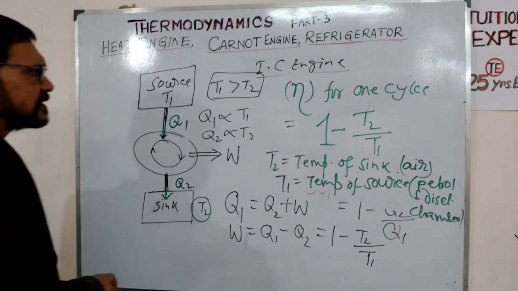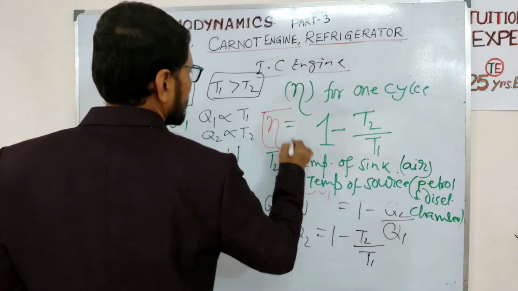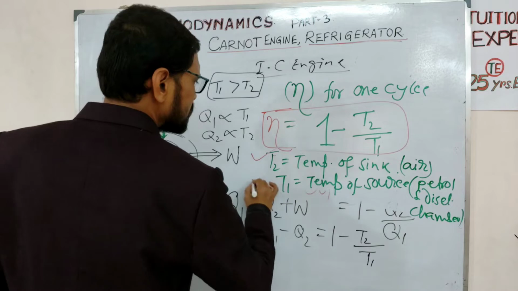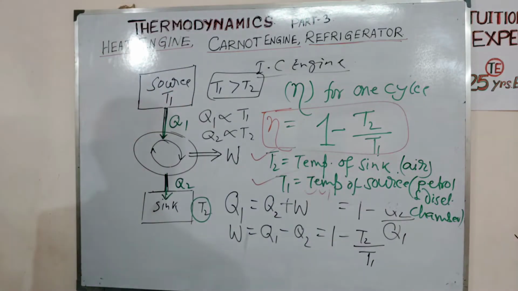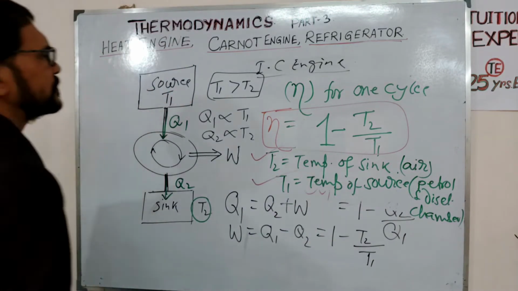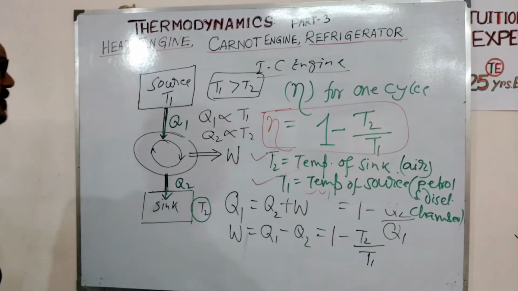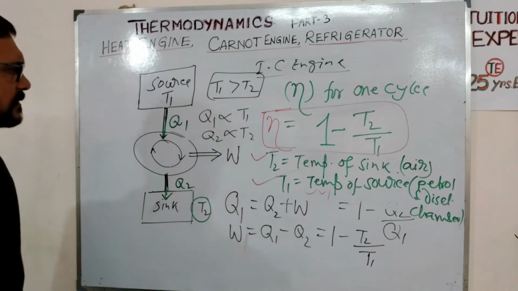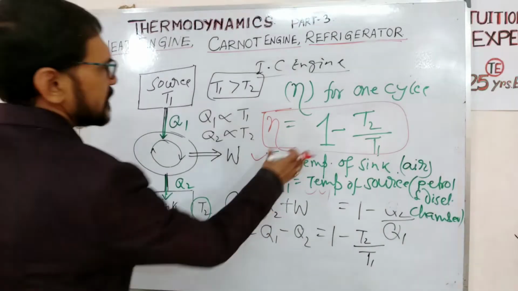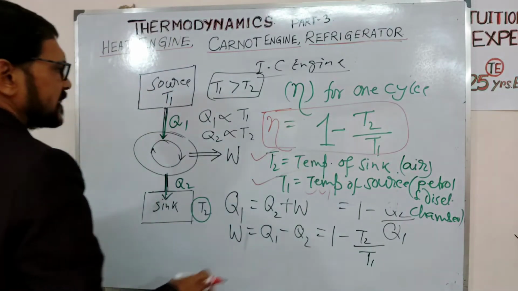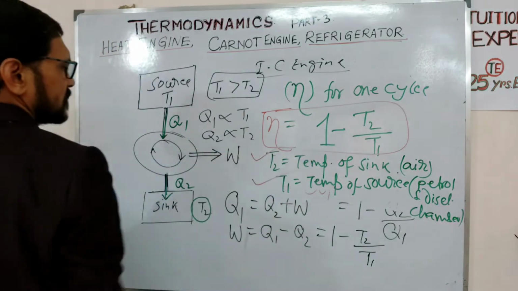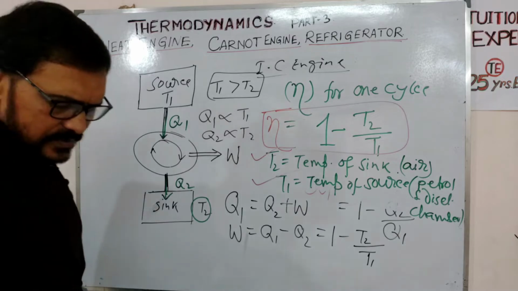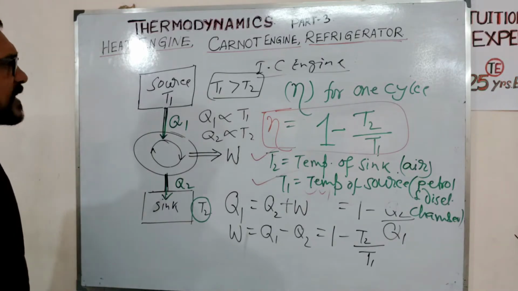So this is the formula. Efficiency equals 1 minus T2 by T1, where T2 is the temperature of the sink and T1 is the temperature of the source. The problem is very easy. If you memorize this formula and know what T1 and T2 are and what efficiency is, you can solve problems related to the IC engine very easily.